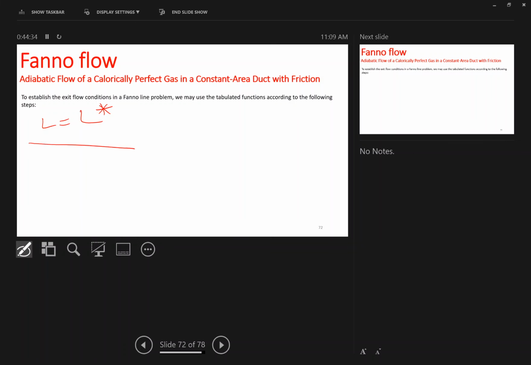Okay. But the hardest condition is actually where your length is larger than the L star, meaning that the choking happens somewhere inside the duct. Okay? How should we deal with this? Yes. Sorry, you can go ahead. No, I just want to say that I want to go around the room again and see if you guys have any ideas.